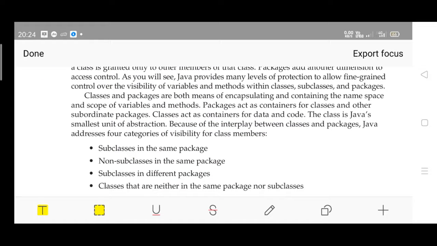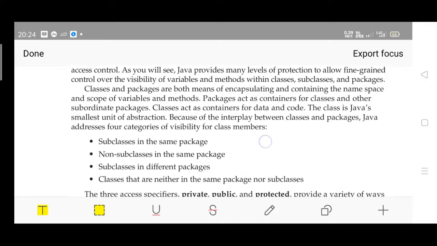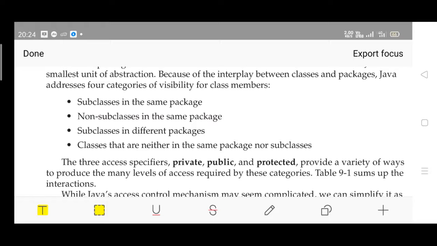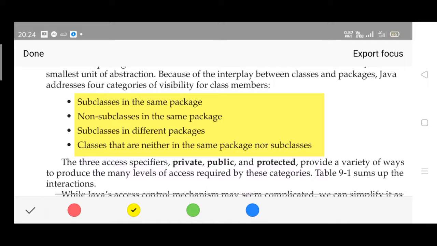Because of the interplay between the classes and packages, Java addressed four categories of visibility for class members. This is very important. What are the four categories? We will be discussing the public, private as well as protected members. First, subclass in the same package, we can define a class and subclass. You know about the subclass, right? The subclass, the derived class. Then non subclass in the same package. Accessing of members we will be talking about.